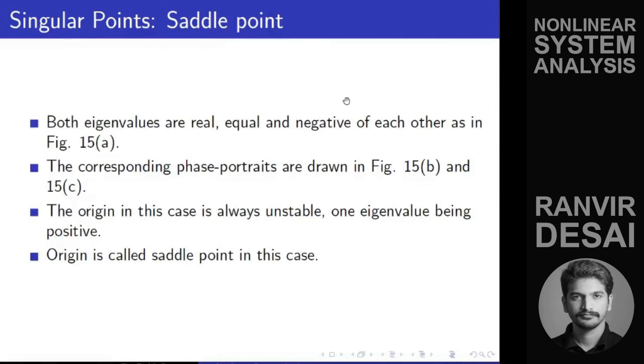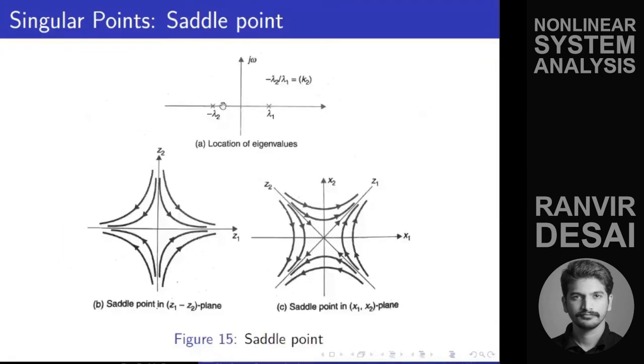So next one is saddle point. You have two eigenvalues. If one eigenvalue is equal to the other eigenvalue but negative of that, so let's say lambda 1 is 2 and lambda 2 is minus 2, they are situated at plus 2 and minus 2, mirrored across the j omega axis. If they are real, equal and negative of each other, then you may refer to this figure, lambda 1 and lambda 2.